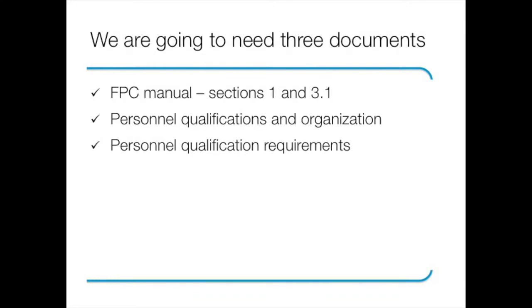To meet these requirements, you're going to need 3 documents. First, the FPC Manual Section 3.1. Second, Personnel Qualifications and Organization. And third, Qualification Requirements. As we've already downloaded the FPC Manual in the previous step, you'll only need to download the other 2 from the sidebar. After you've downloaded the files, move them into the subfolder P Personnel and Organization that we created in the previous step.